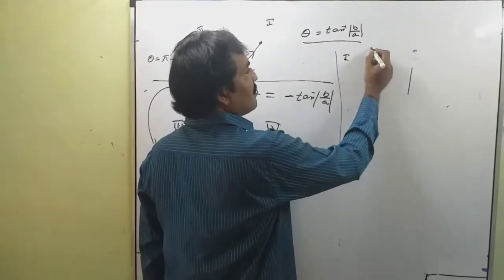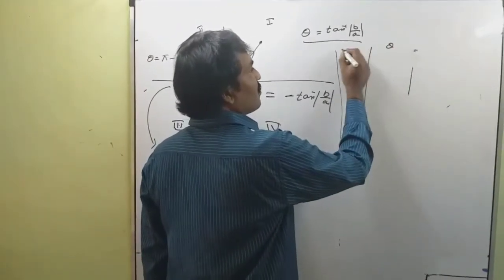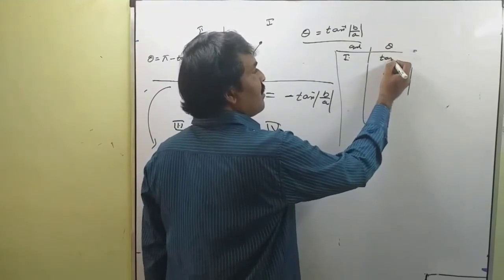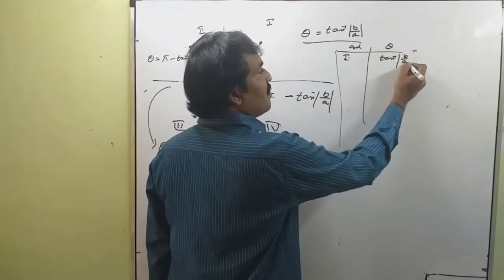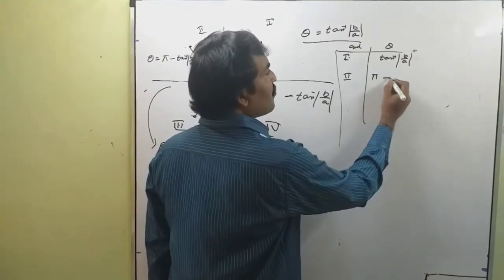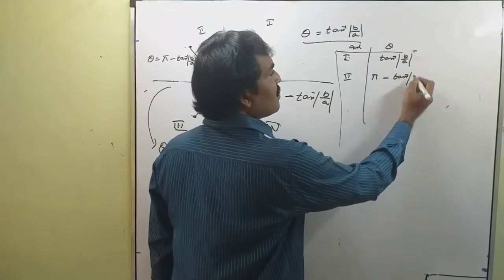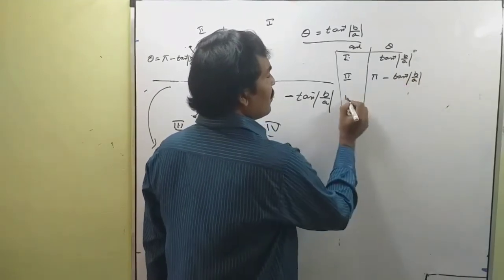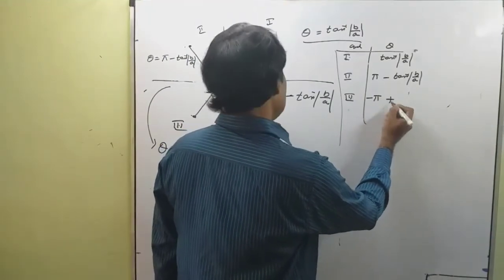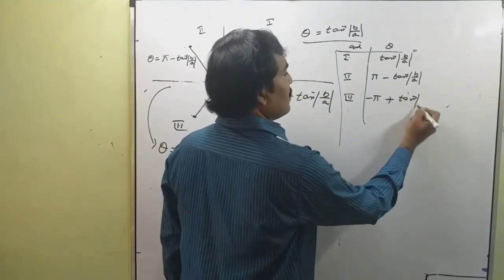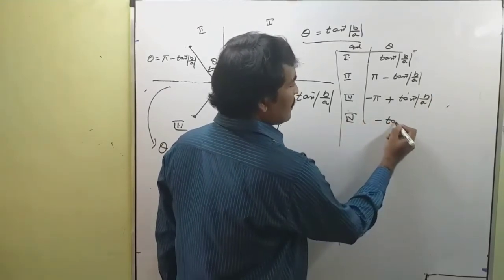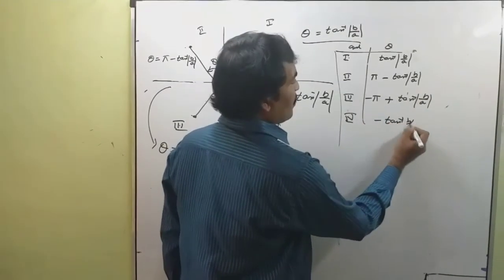Quadrant, theta. First quadrant: tan inverse mod b by a. The second quadrant becomes pi minus tan inverse mod b by a. In the third quadrant, minus pi plus tan inverse mod b by a. In the fourth quadrant, minus tan inverse mod b by a.